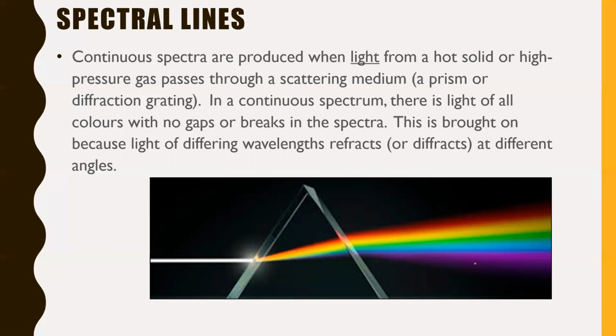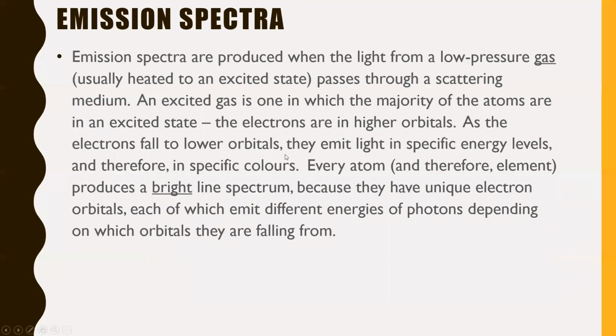That's why it separates into all the colors of a continuous spectrum. Moving on, so emission spectrum. Emission spectra are produced when the light from a low pressure gas, usually heated to an excited state, passes through a scattering medium like a prism. An excited gas is one in which the majority of the atoms are in an excited state. The electrons are in higher orbitals. As the electrons fall to lower orbitals, they emit light in specific energy levels and therefore in specific colors.